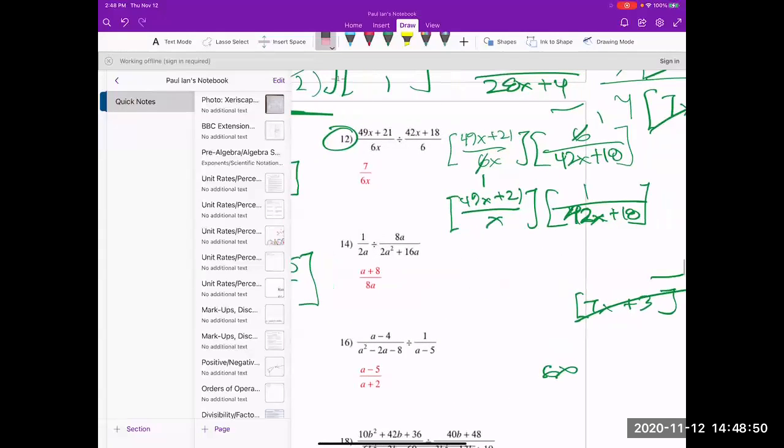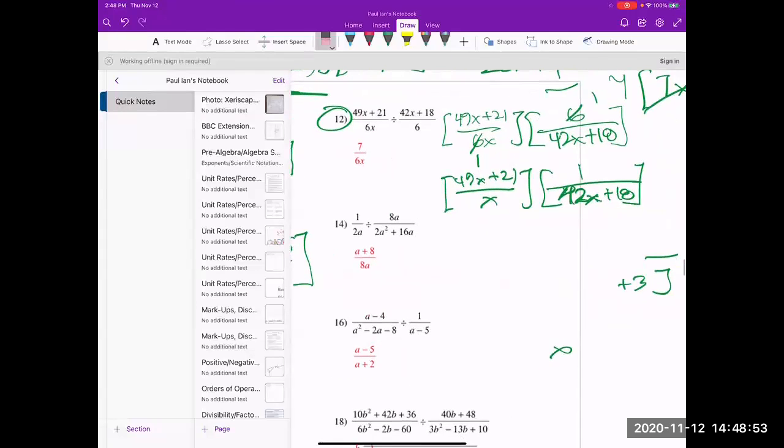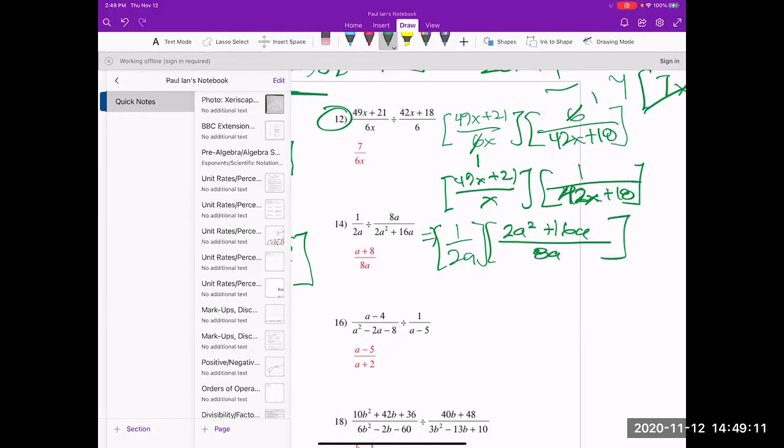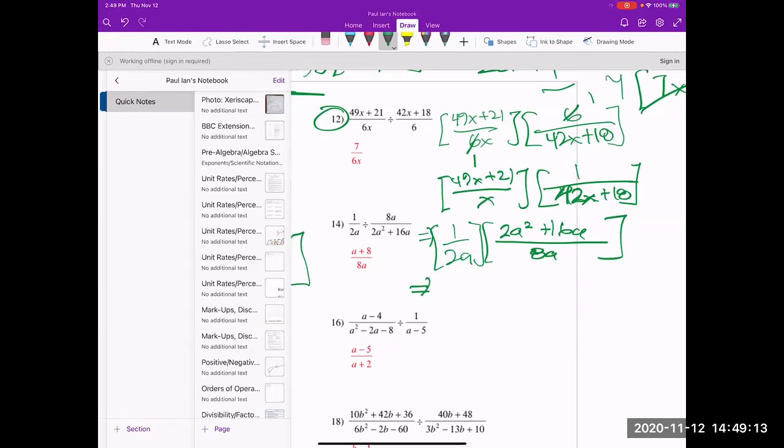This next one. So let's see. This next one here is 1 over 2a. And then you multiply it by the what? 2a squared plus 16a over 8a. Okay. And then what do you do now? What would you do? You can simplify the 16a and the 2a. By what? How would you do?